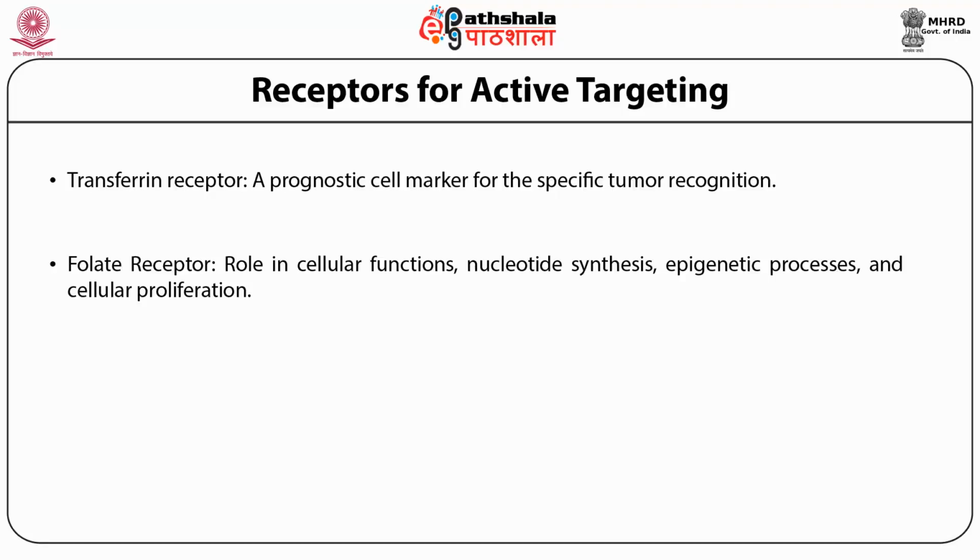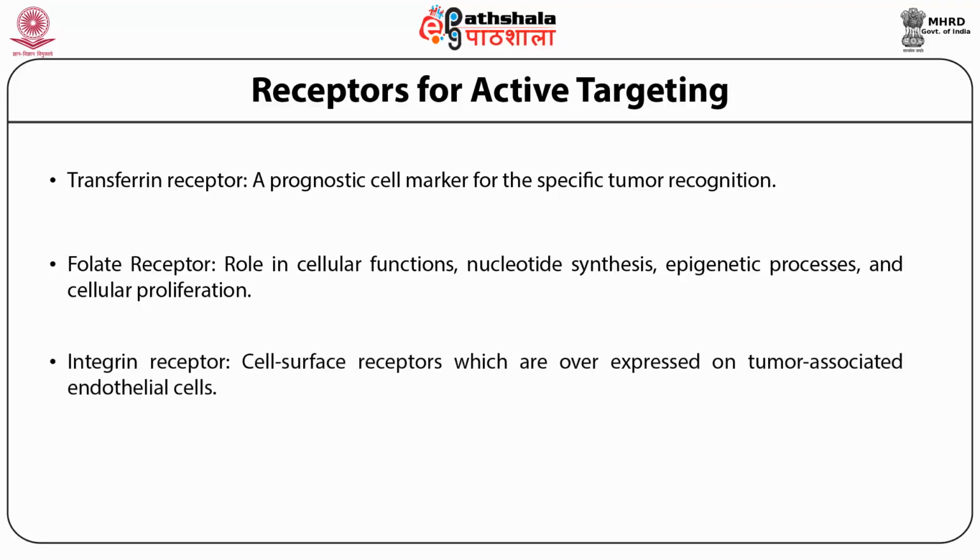The next receptor is the integrin receptor. These are heterodimeric cell surface receptors which are overexpressed on tumor-associated endothelial cells. They play an important role in the calcium-dependent signaling pathway leading to endothelial cell migration. Further, these receptors represent a potential pharmacological target for anti-angiogenic therapy.